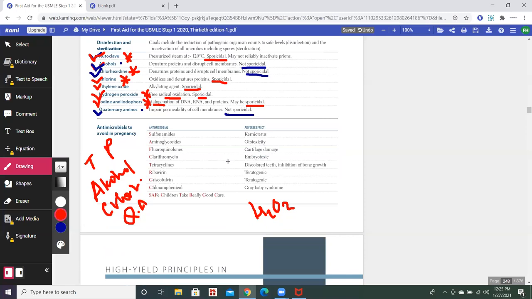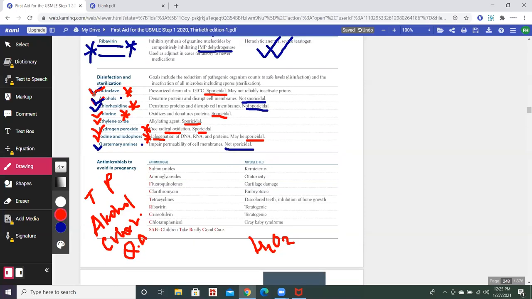No. Okay, so disinfection, can you repeat? Yes, of course I can. Basically, disinfection is decreasing the amount of organisms to a low level at which it's not pathogenic. Okay, and sterilization is completely killing off the organism, and it will also kill the spores. Okay, so that's that.